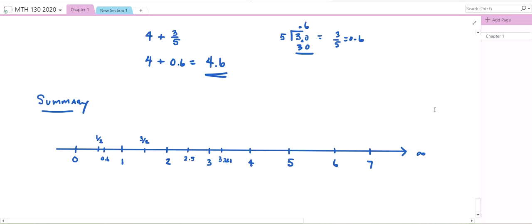And this is where I'm going to end this video and move on. We're going to skip section 1.4 and move on to section 1.5.